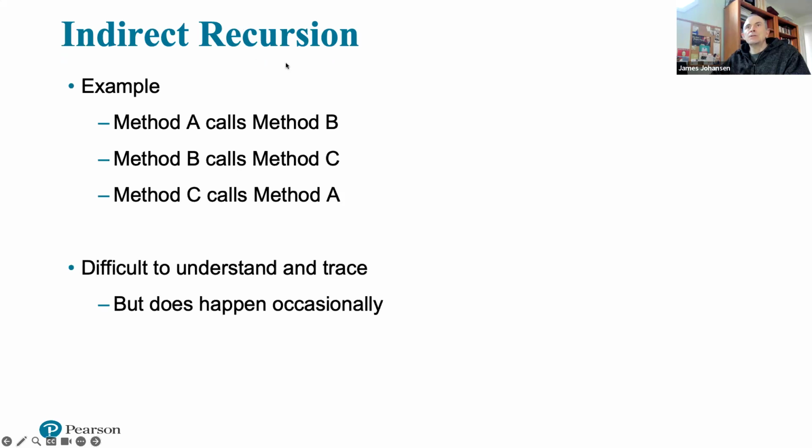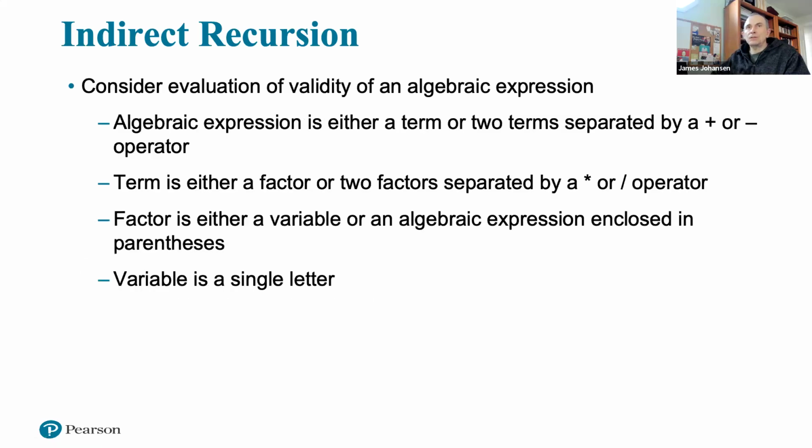So we mentioned indirect recursion, and like I said, an example from a high-level theoretical point of view is method A calls method B, then method B calls method C, then method C comes back and calls method A. So eventually we get into this recursive loop, but this is something that can be difficult to understand and trace, but it does happen occasionally. And so that's something that we just wanted to make sure that you have an idea of.